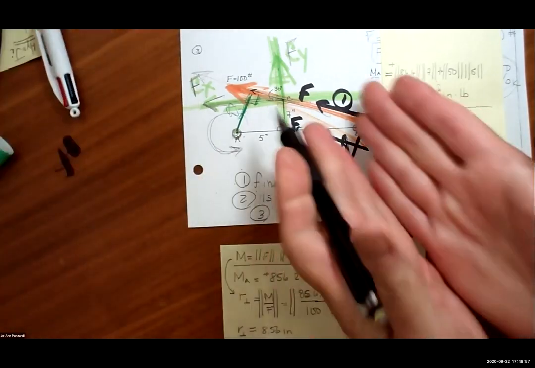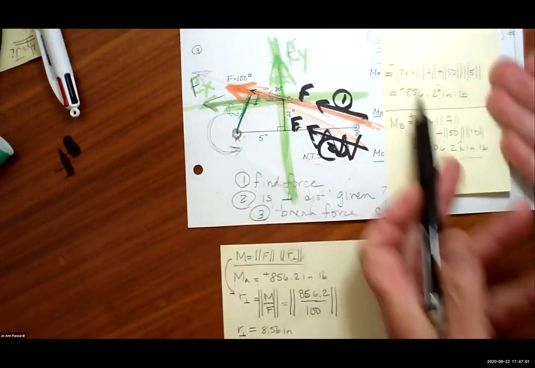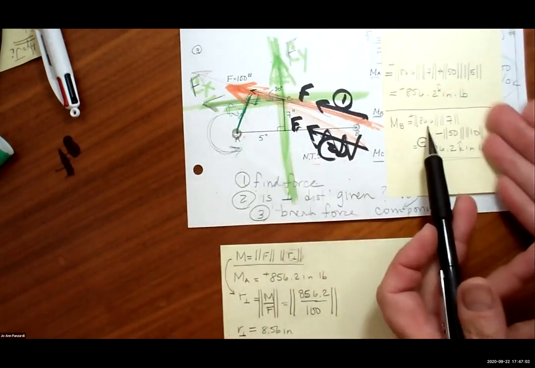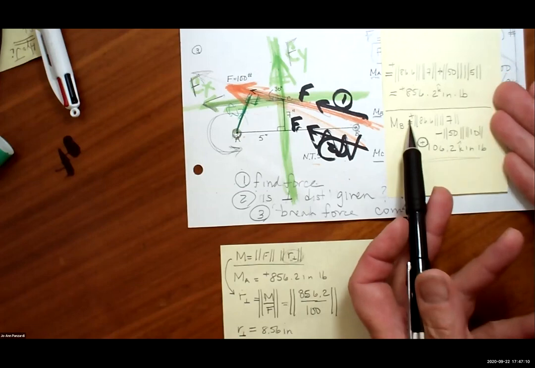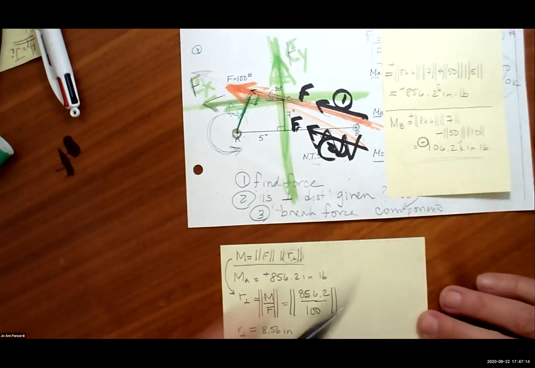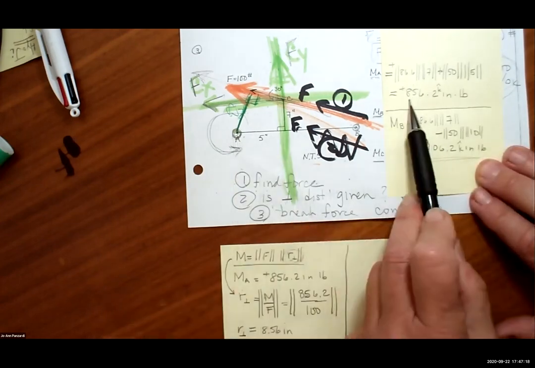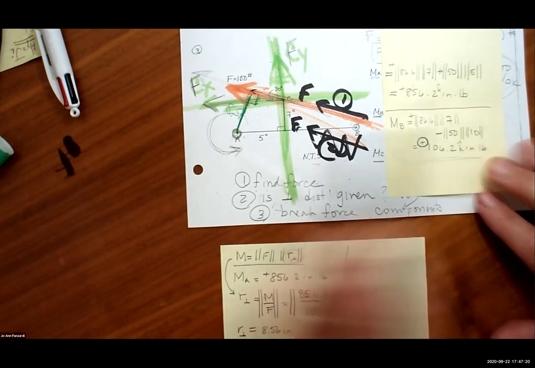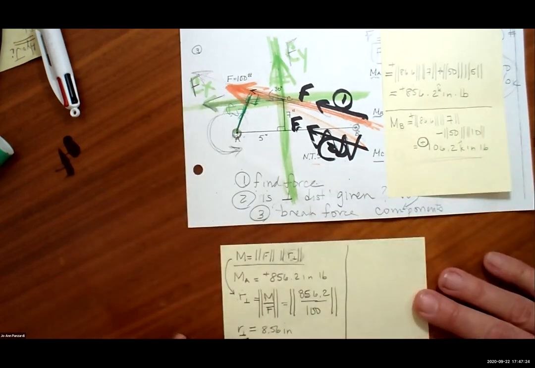Remember, we didn't know the perpendicular distance. We took the force, broke it into components, solved for the moments by multiplying the absolute value of the force times the absolute value of the perpendicular distance, and used our right-hand rule to find positive or negative. And now I'm going backwards. I now know the moment about point A is 856.2. I know the force is 100. So can I solve for the perpendicular distance? Sure, I can.